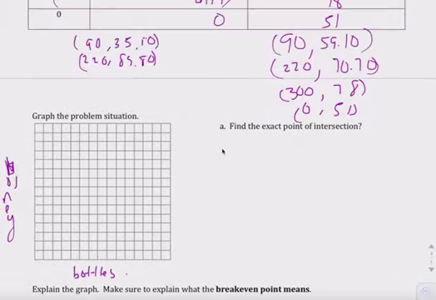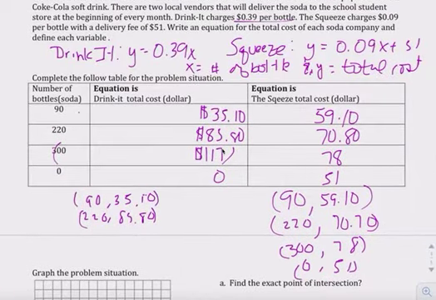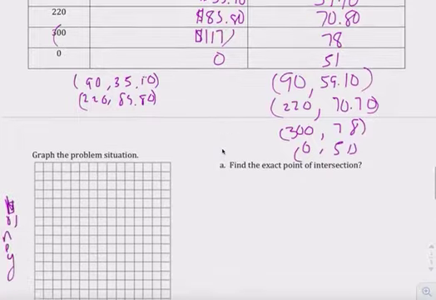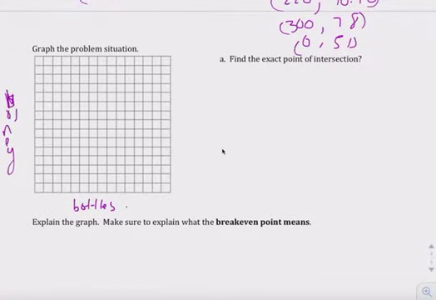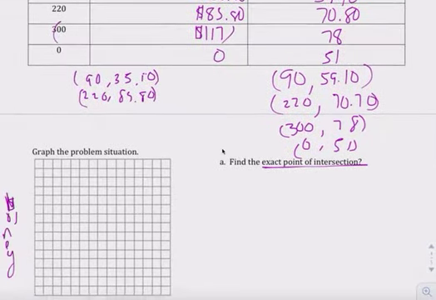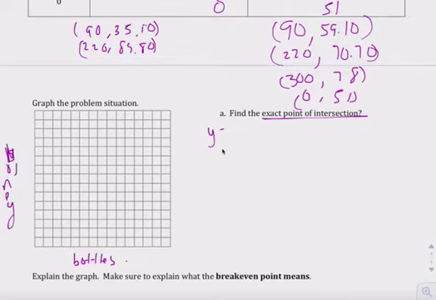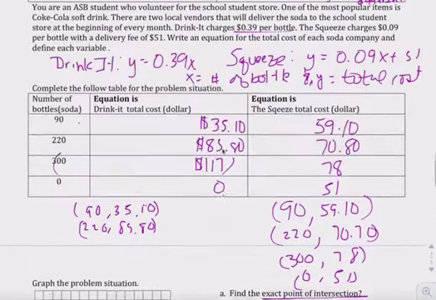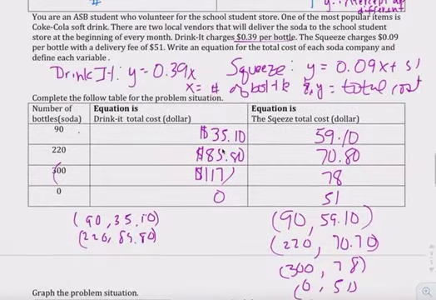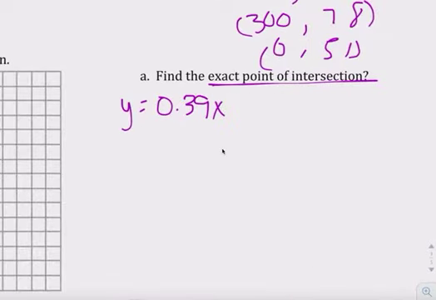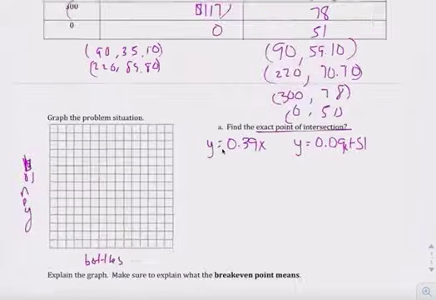You graph the equation. Make sure when you graph you label this the Drink It line and this the Squeeze. Find the exact point of intersection. Okay, so we got our two equations. Drink It is y equals 0.39x, 39 cents. Squeeze It is y equals 0.09x plus 51.